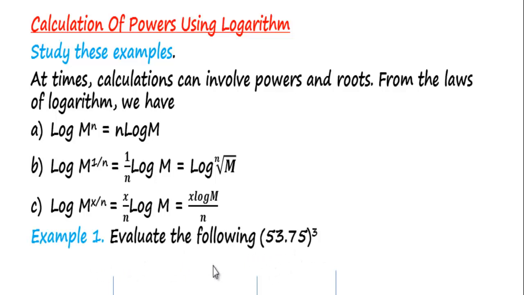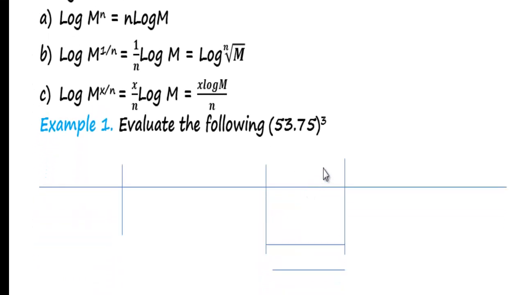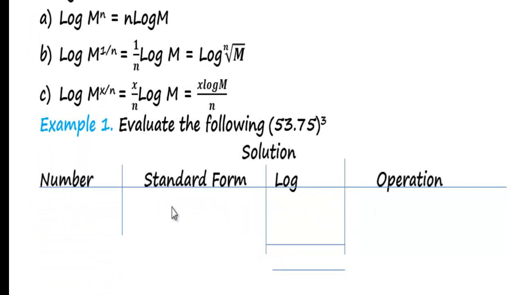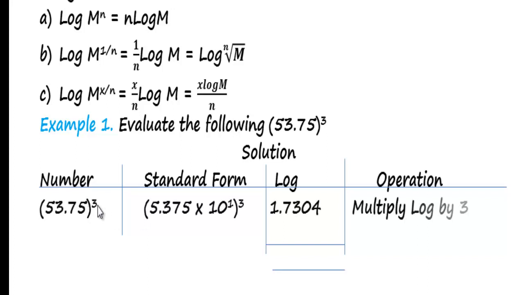Example 1: evaluate 53.75 raised to power 3. We are going to do the number in standard form, the log, and the operation. What is the character of 53.75? The standard form is 5.375 times 10 raised to power 1, meaning the character is 1. Then you go to your logarithm table, look at 53 and write what is under 7. Then the difference 5; write it down and add the two together. You get 7304.